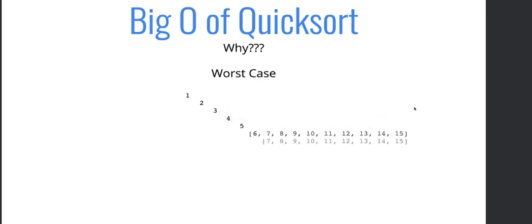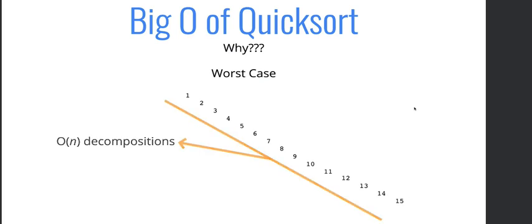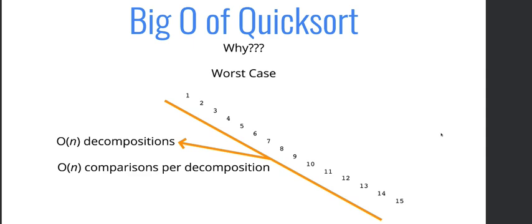We have to keep going and going over and over because we're only taking the first item and it's already sorted. So that is n decompositions. The worst case with our current setup is O(n) decompositions, and on each decomposition, we have to make O(n) comparisons, which results in O(n squared), quadratic time, for the worst case. So basically the problem arises when the pivot that is chosen is the minimum element every single time, or the pivot is always the maximum element.